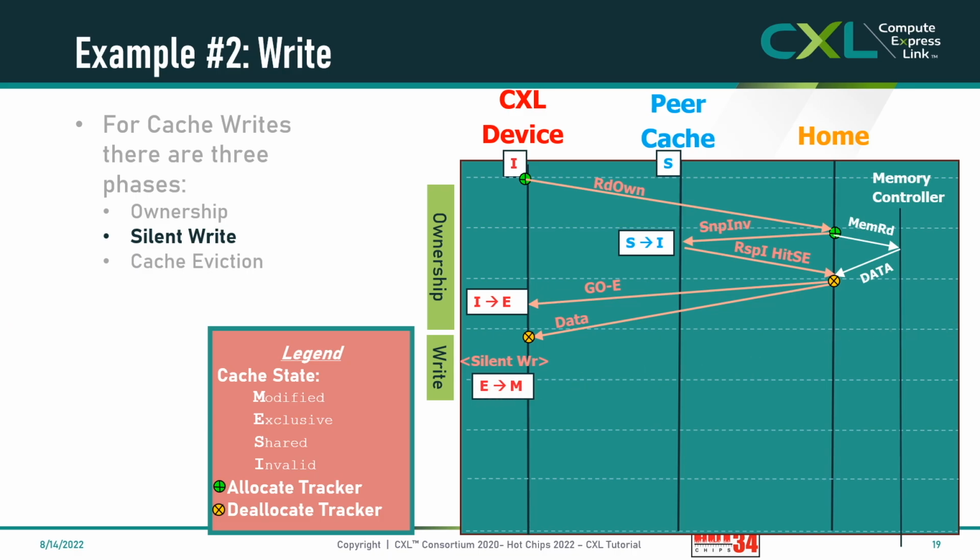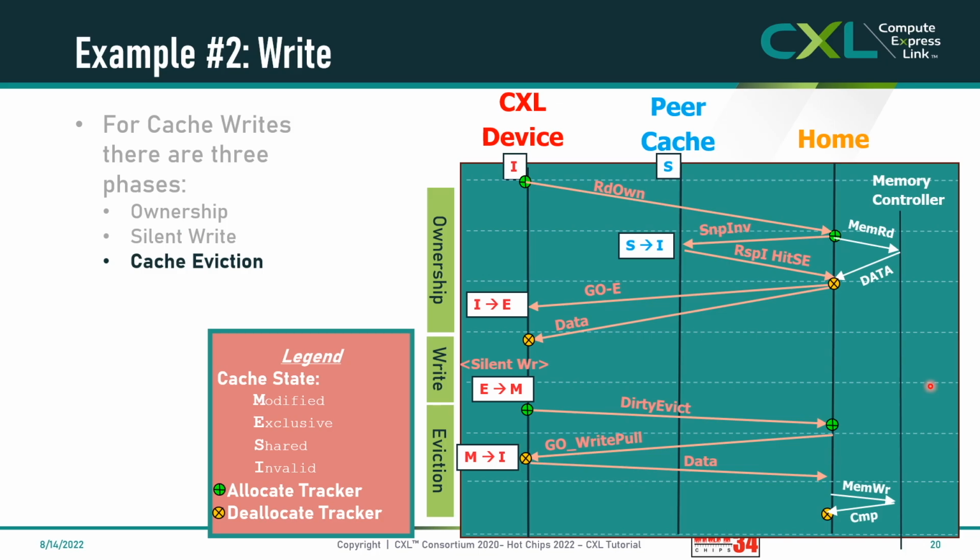And then at some point in the future, that M state may get written multiple times from the device, may get read, but when the device is done with that data, it's going to do the cache eviction. And that looks like this flow, where a dirty evict is sent from the CXL cache device towards the host. The host, when it has resources to sink the data, will send the go write pull, and then the data will be sent to the home, where in this example we're flushing the data to memory. It could also be written into an LLC or a cache level within the host cache hierarchy.